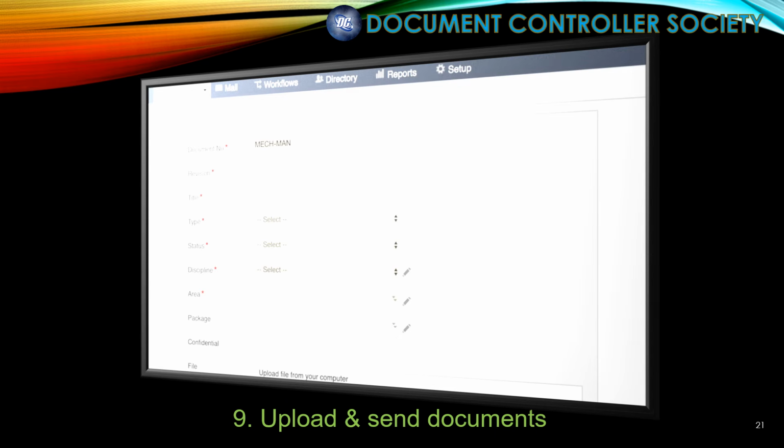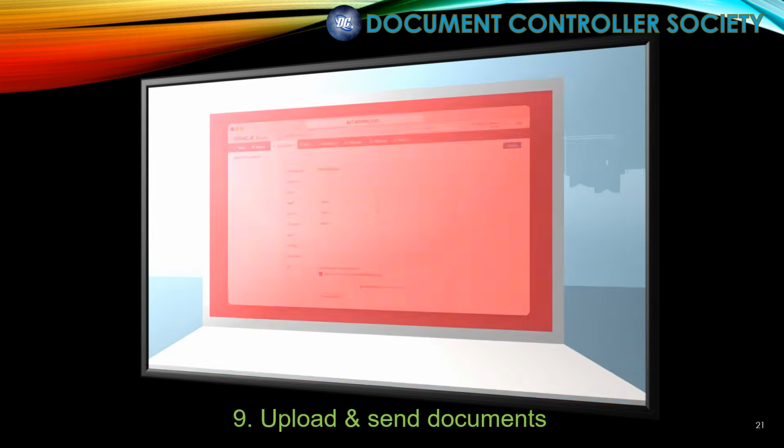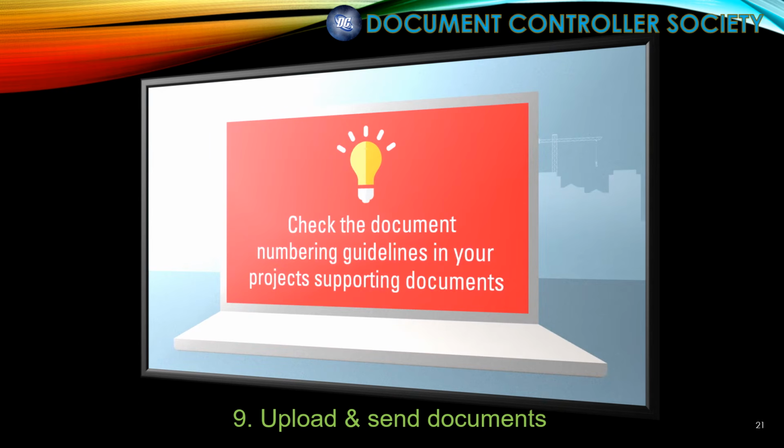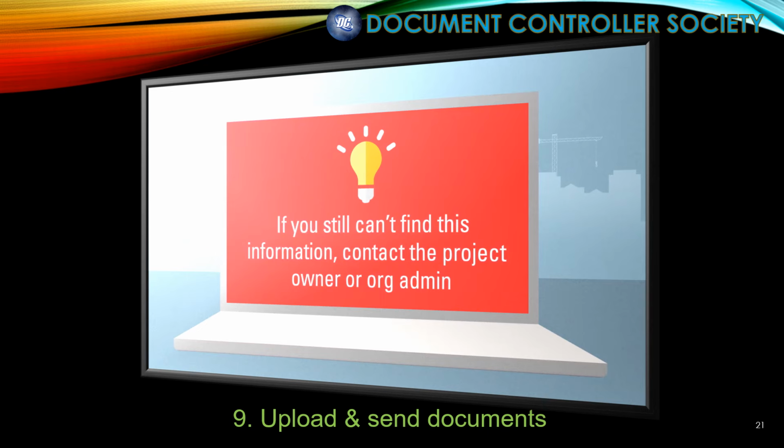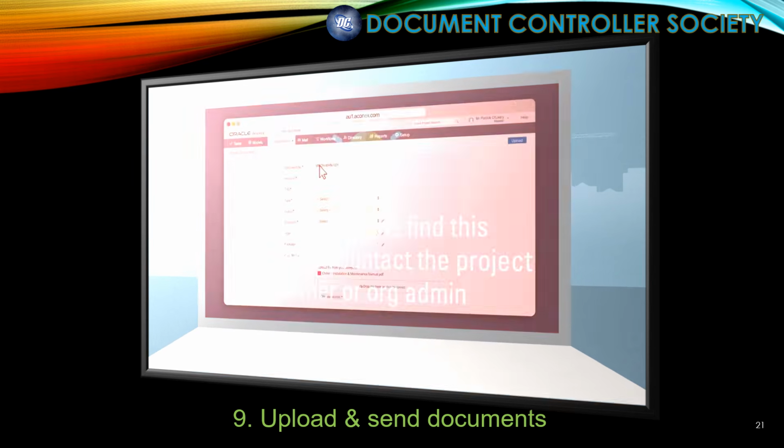The first line here is for entering your document number. You can find the document numbering guidelines in the supporting documentation for your project. If you can't find this in your document register or the project information section on the tasks page, contact the project owner or organization administrator.